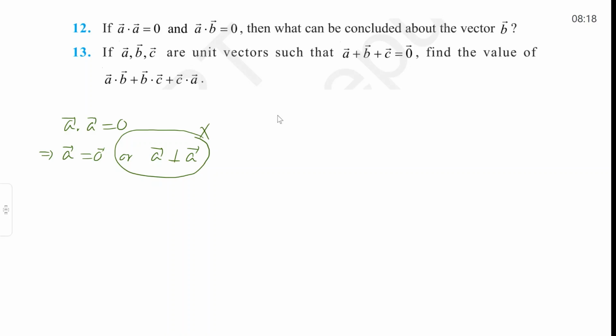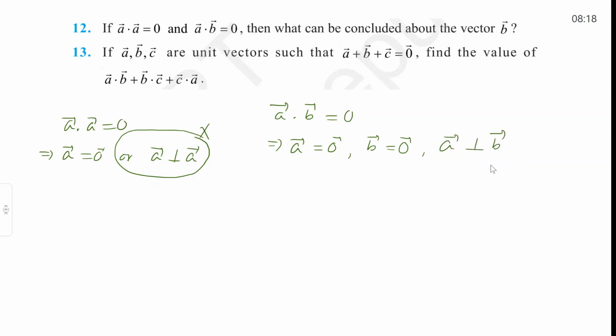And similarly for the second one, A bar dot B bar is equal to 0, meaning either the vector A bar is the 0 vector, or the vector B bar is the 0 vector, or these two vectors are perpendicular.